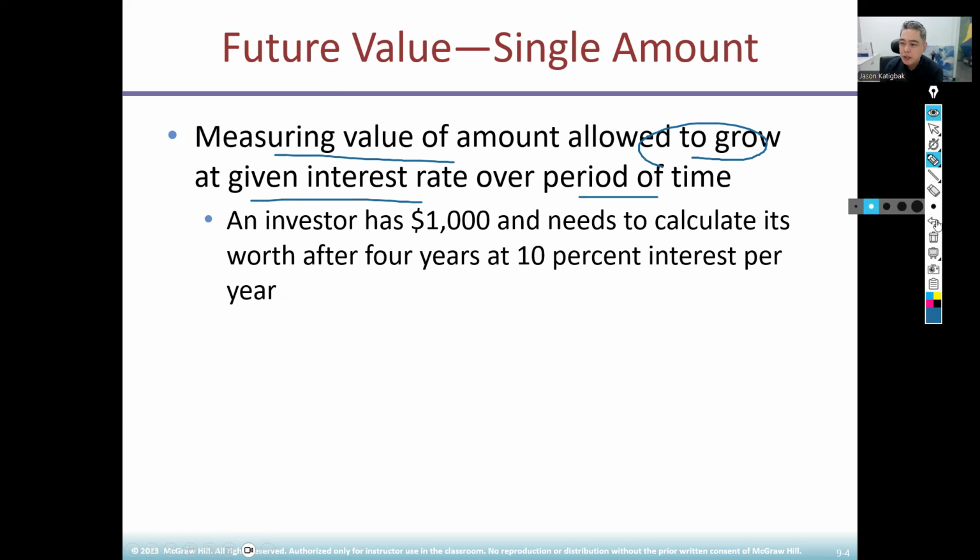So we're going to use this formula as an example right now. An investor has $1,000 and needs to calculate its worth after 4 years at 10%. So interest, or I, is 10%. 4 years is your N, meaning the period of time. And 1,000 is your present value right now, because you're going to make an investment now. So that's the present value of the amount.